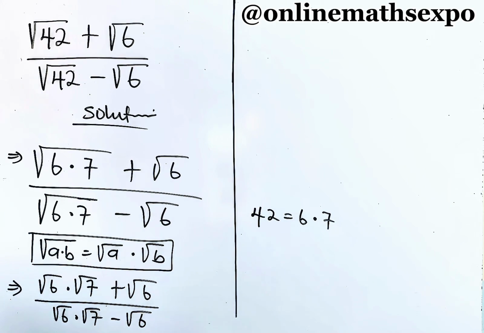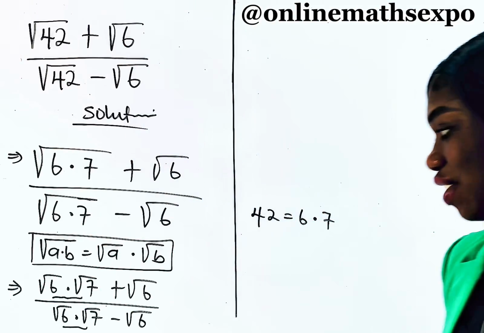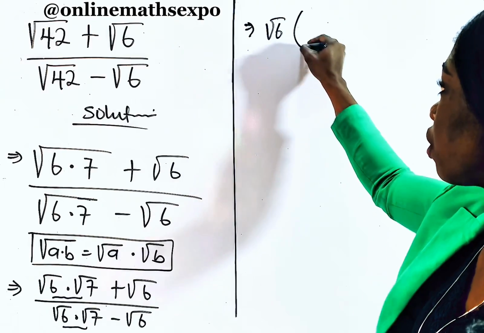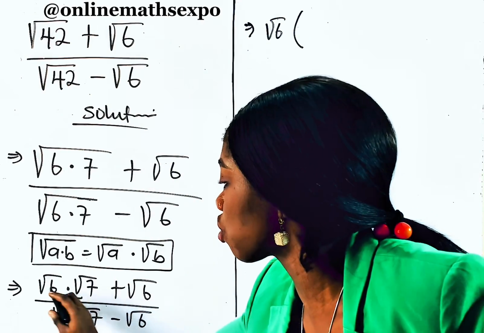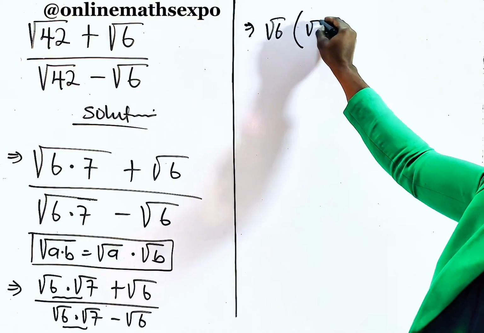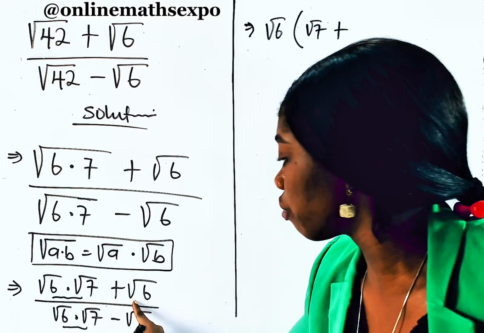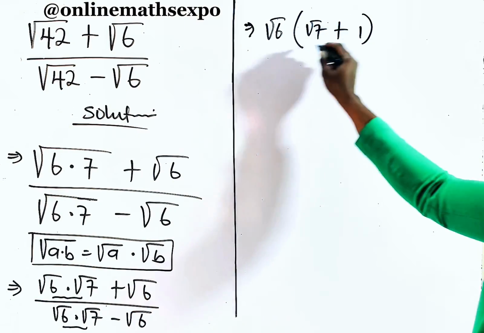Now, did you observe anything? You see that these two are together as well as these two. Root of 6 is repeated in the two parts. So we're going to factor out for easy simplification. And to do that, we have root of 6, open a bracket, use this to divide these two. We are left with root of 7 plus, divide this, it divides itself is 1.